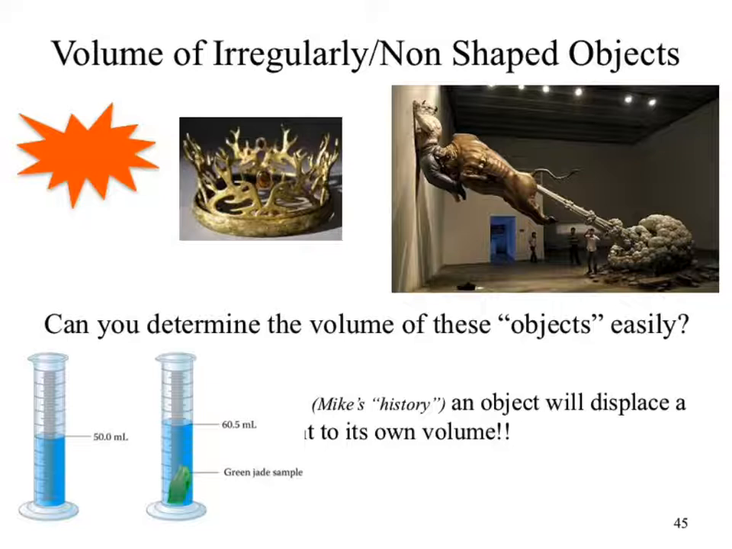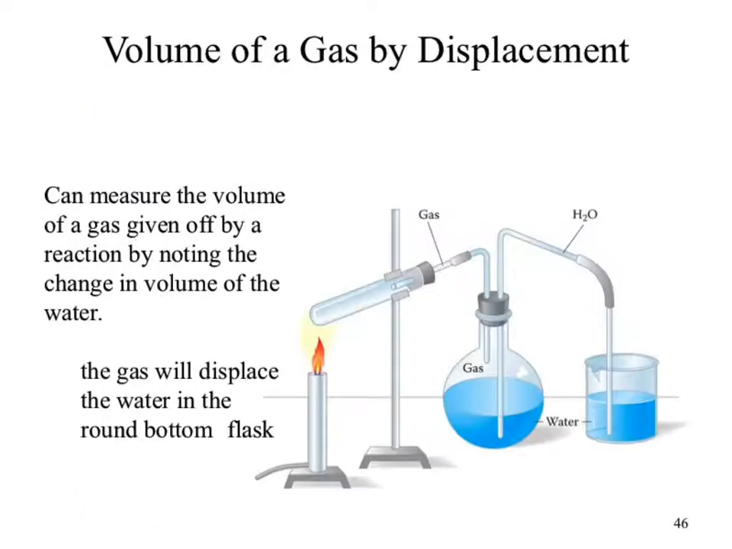Okay. So, how do we do that? We take a graduated cylinder where we can measure the volume nice and easily. We would drop our object into the cylinder. The volume now changes. The difference in that volume is due to the volume of the object. So what is the volume of our jade sample? 10.5 milliliters. I would take 60.5 minus 15. That's it. So a nice little volume by displacement.